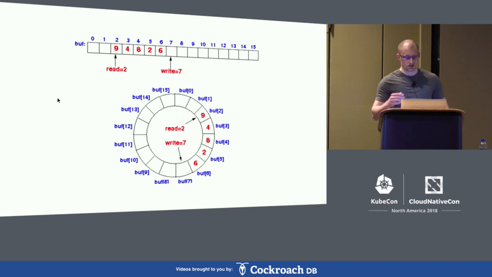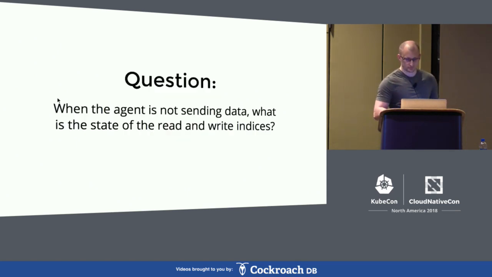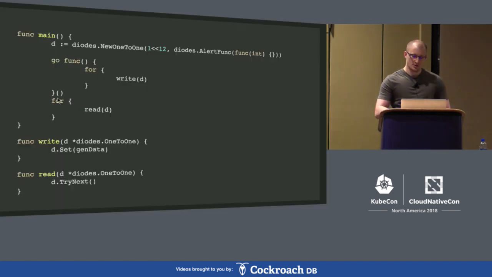The agent uses a ring buffer internally to keep track of messages. Just a little bit of background about ring buffers: you typically have a read and write indice, and the write indice will always be ahead of the read indice. The read indice will not advance past the write indice. It will block until new data is available. That'll be relevant in a moment. So the question I want to ask is, when the agent is in this state, when it's not sending any data, what is the state of these read and write indices?